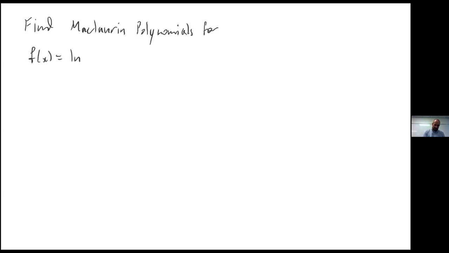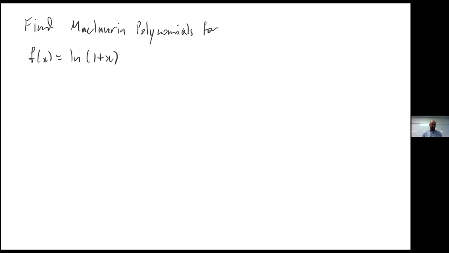Okay. So what I wanted to do was revisit this example that we were looking at last time. Namely, I want to find the Maclaurin polynomial or polynomials, which means polynomial of any size, for the following function, f of x equals logarithm of 1 plus x.